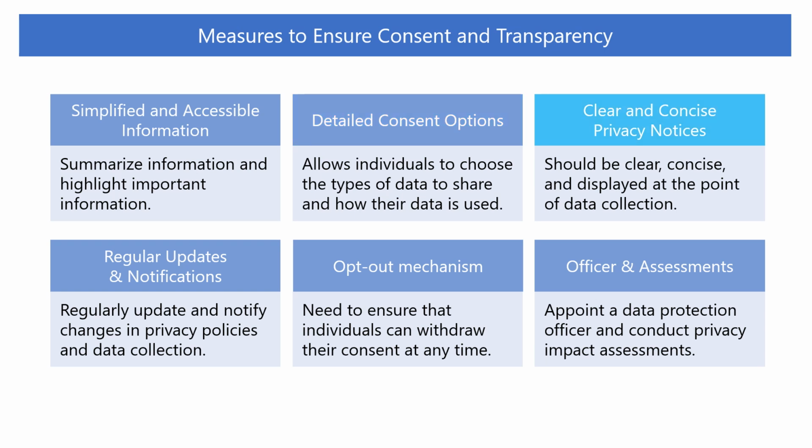The third is clear and concise privacy notices. Privacy notices should be clear, concise, and displayed at the point of data collection. These notices should include information such as the purpose of data collection, the types of data collected, how data will be used, and the rights of individuals. Using visual aids such as icons and infographics can help to communicate this information more effectively.